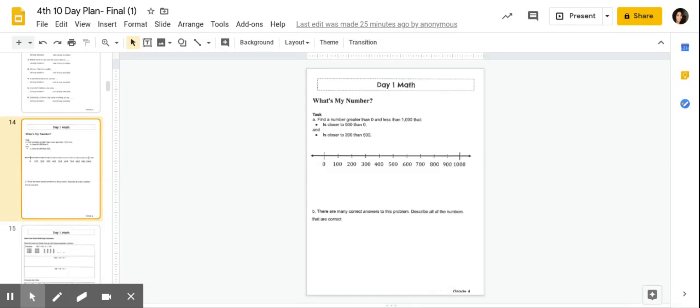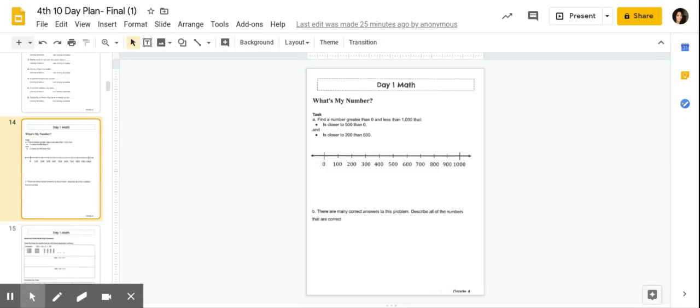So on this page, this is the first page. It says, "What's my number?" And this is really just to get you critically thinking about what the number could be. The task says, "Find a number greater than 0 and less than 1,000." And so they show you a number line that's from 0 to 1,000. And the number needs to be closer to 500 than it would be to 0, but also it needs to be closer to 200 than it would be to 500.